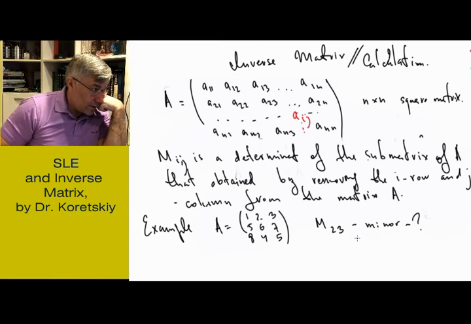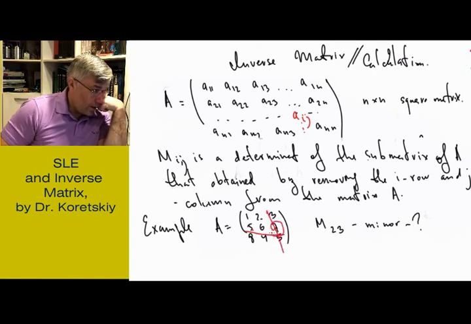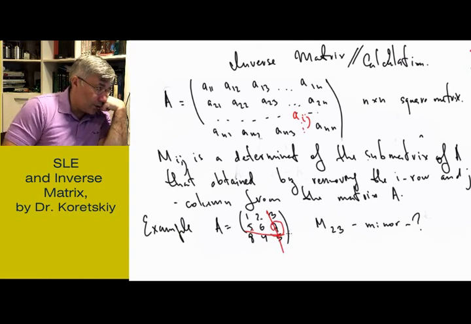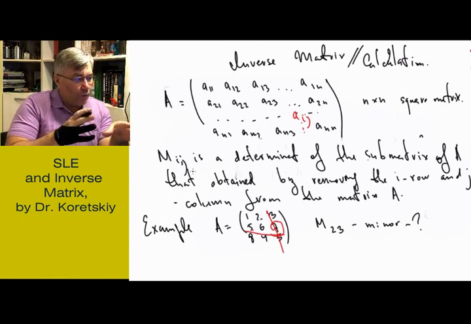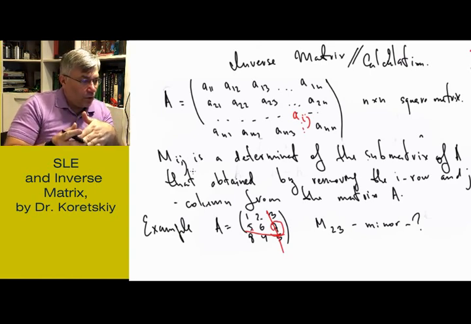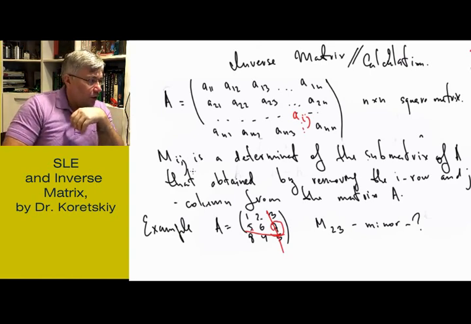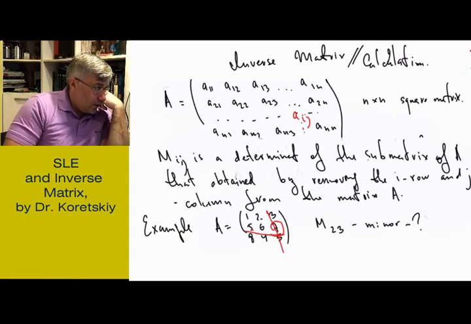What does it mean? It is the second column and the third row. So this second column and third row, this is the element M23, A23 here. Since that, I have to remove from the matrix A the second row and the third column, and here I obtain the new matrix.